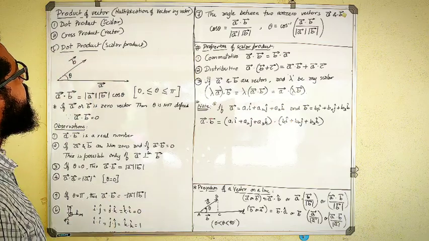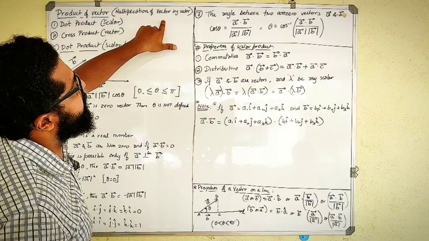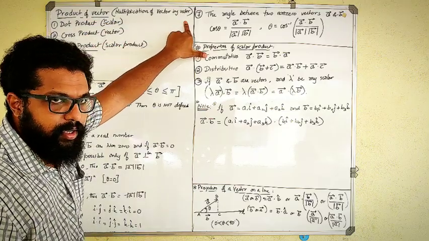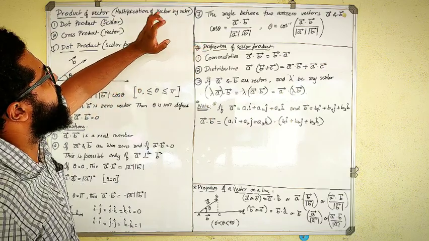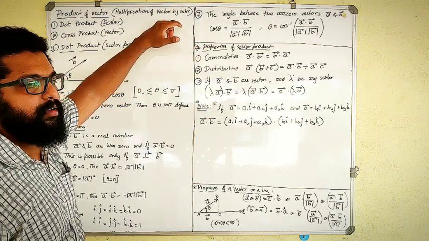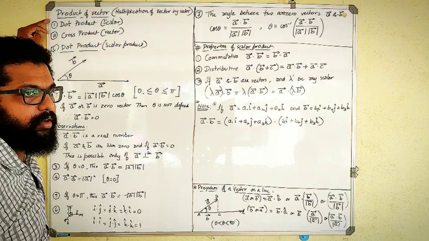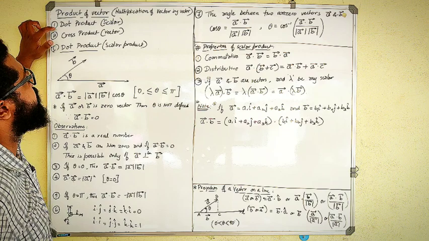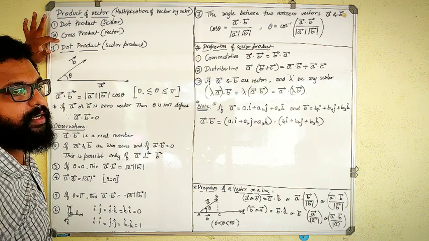Now we are coming across something that is the product of vectors, that is, multiplication of a vector by a vector. Okay, we are not multiplying by a scalar or a number. Instead, I am going to multiply a vector by another vector. And there are two ways of multiplying vectors. First one is dot product or scalar product. Second one is cross product or vector product.